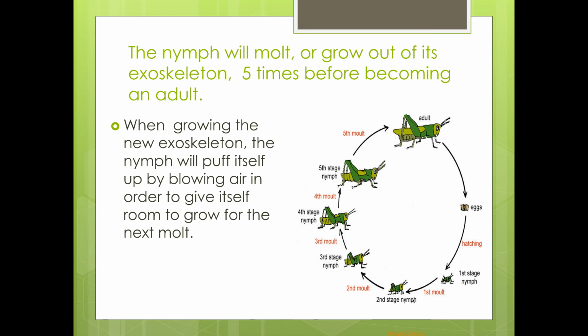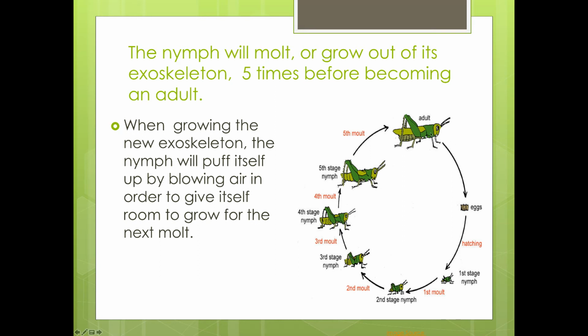The nymph will molt, or grow out of its exoskeleton, 5 times before becoming an adult. When growing the new exoskeleton, the nymph will puff itself up by blowing air in order to give itself room to grow for the next molt.